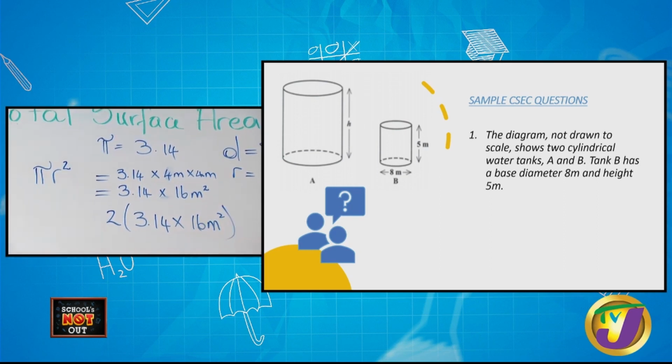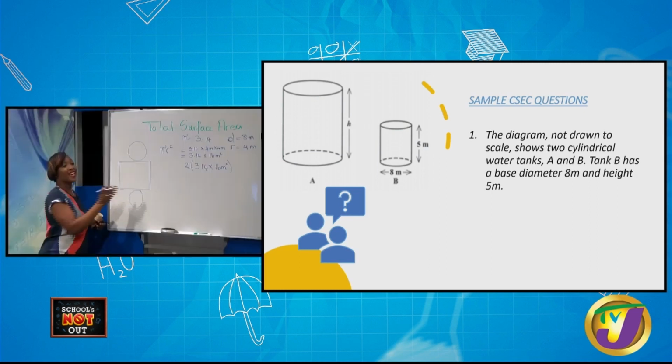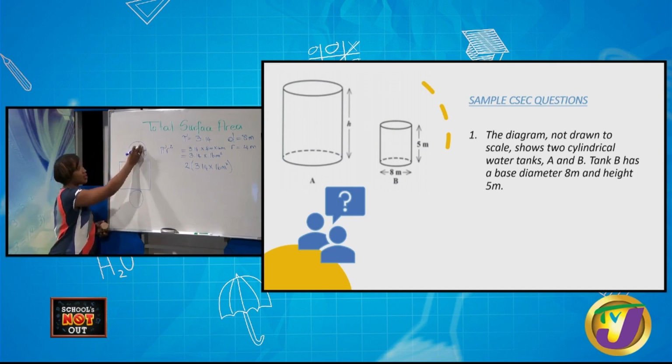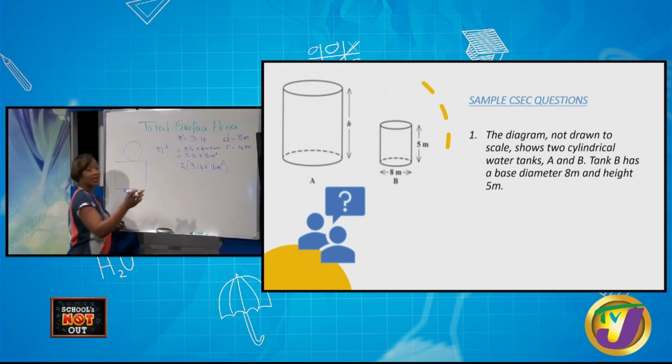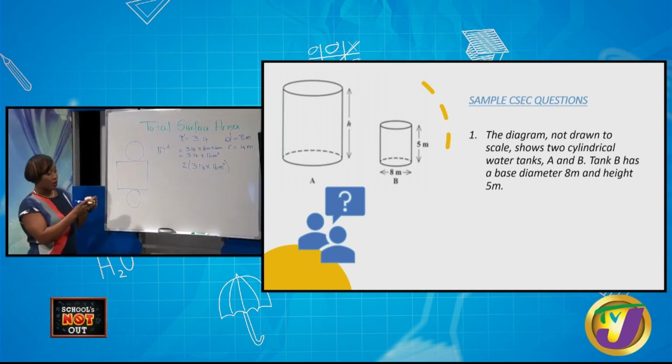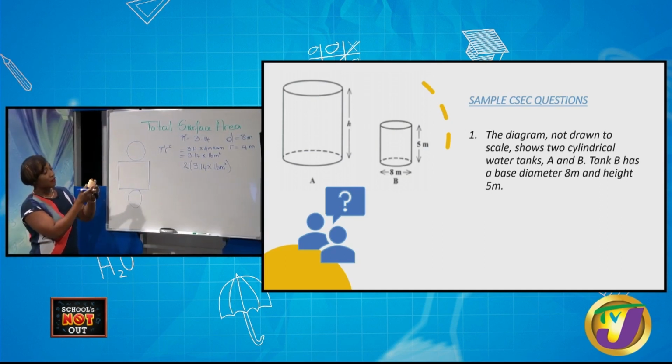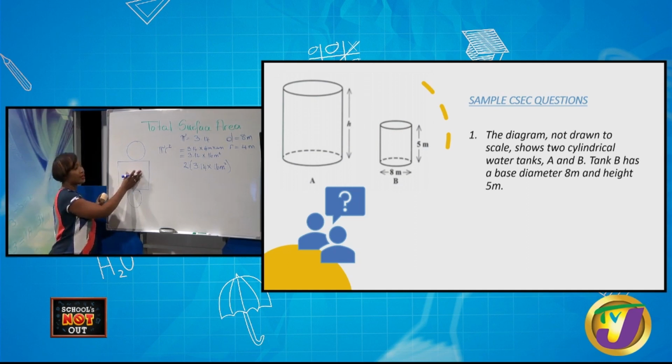And that would give us the area of the circular faces. But that's not all. We now have this curved surface that is opened up into a rectangle.